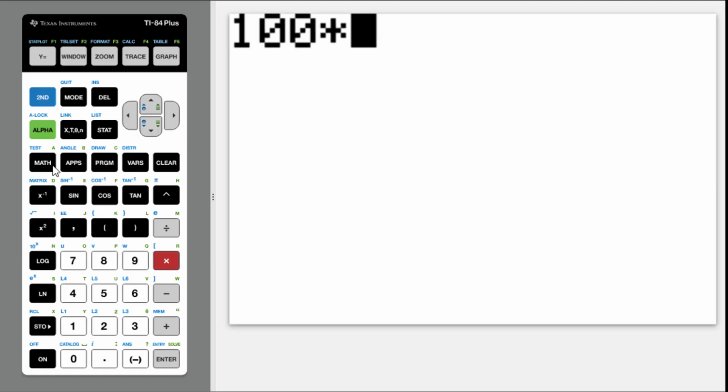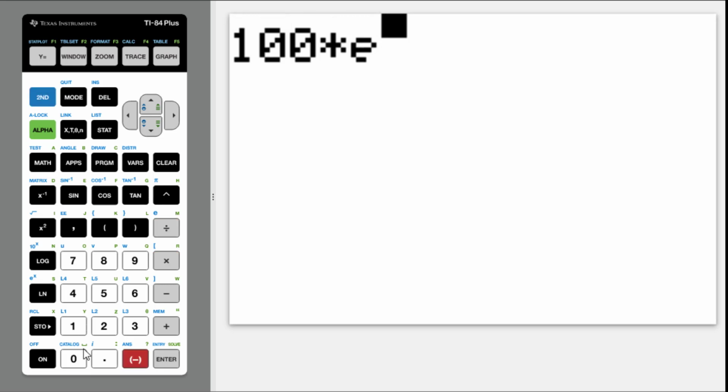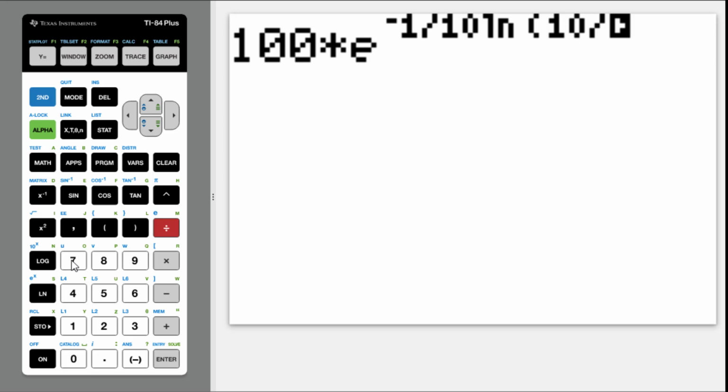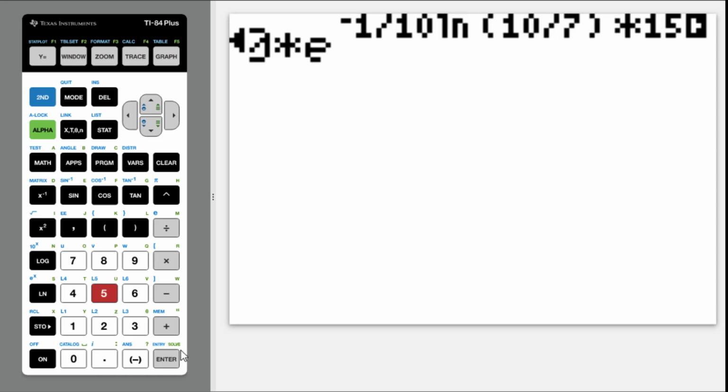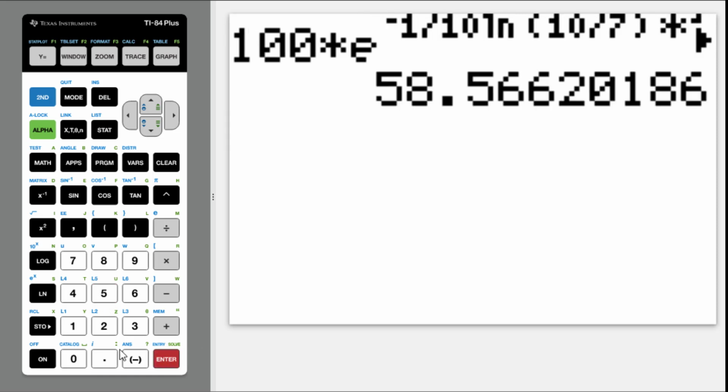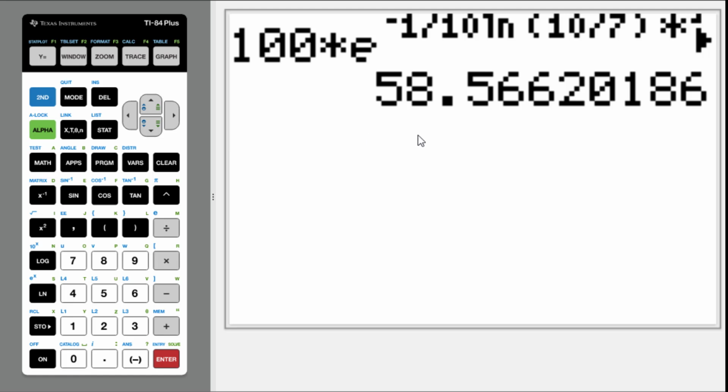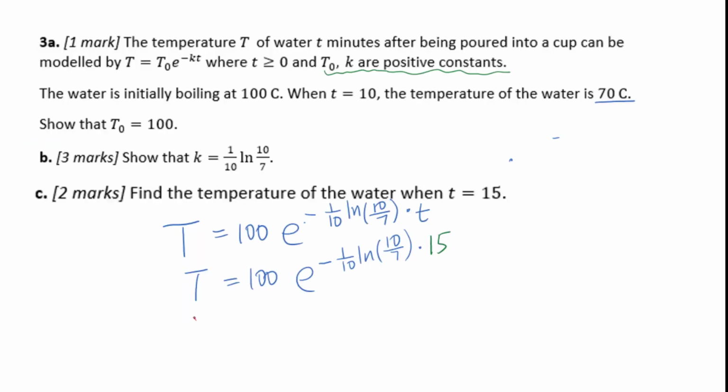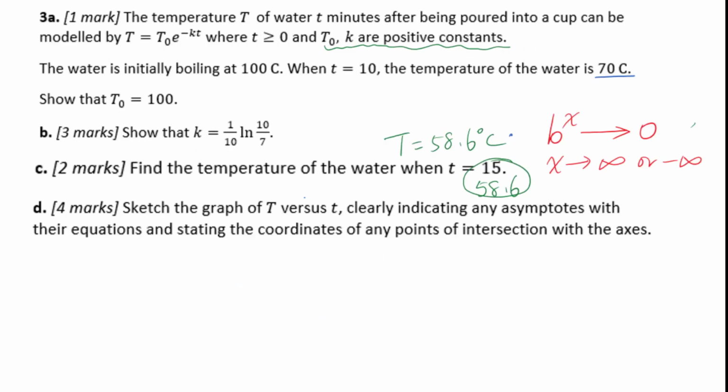100 times e to the negative 1 divided by 10, natural log 10 divided by 7, then times 15. Enter. The answer will be 58.6. So T equals 58.6 degrees. Let's go to d.